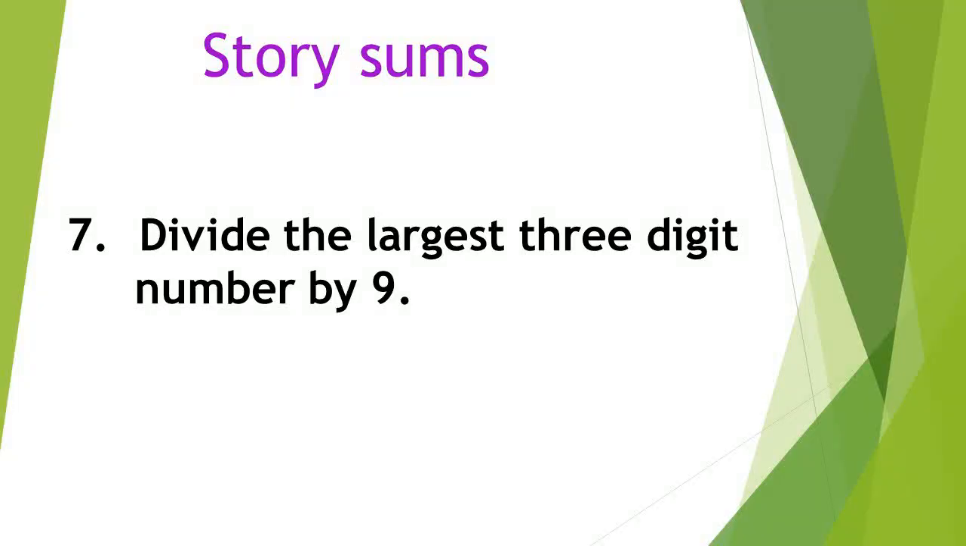Now children, see sum number 7. Okay, 4, 5 and 6 you tried by your own. They are the same type of sums that we had done before. Okay, so now number 7. In number 7, what is written? Divide the largest 3-digit number by 9. Okay, so what will be the largest 3-digit number, children?